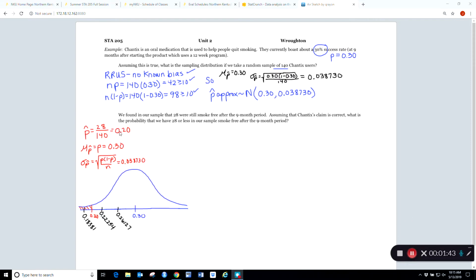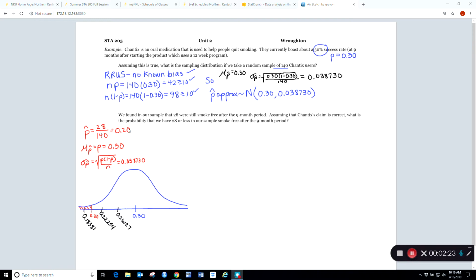Alright, so first we needed to find our p-hat, which was 28 out of our 140, so that should have been 0.2. Our mean of p-hat, just as above, is 0.3, and my standard deviation of p-hat is 0.03873. I'm using all of these numbers to help draw my picture down here. We know it's normally distributed from our sampling distribution. We know its mean is 0.3, so that's why I put that number in the middle. I then went out three standard deviations, so I subtracted 0.03873 each time I moved to the left, so that's what those black numbers are.